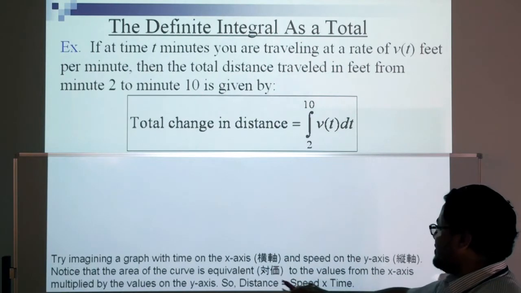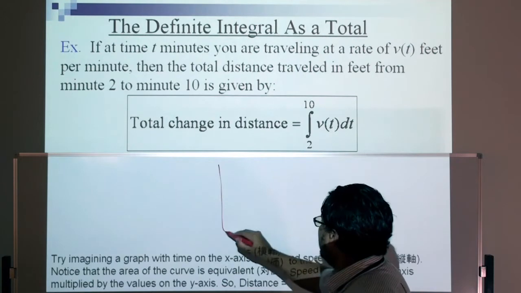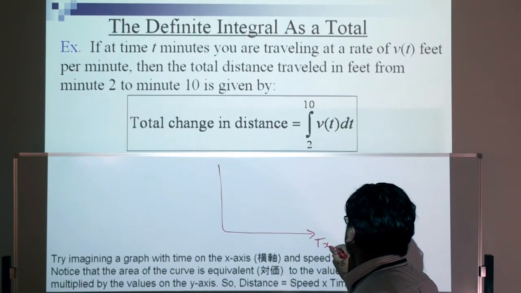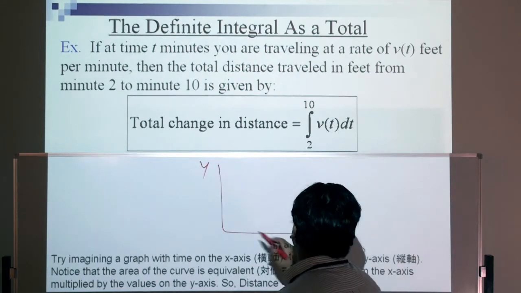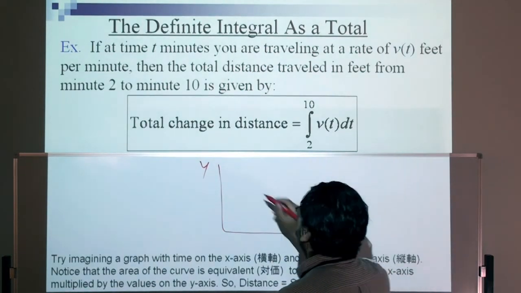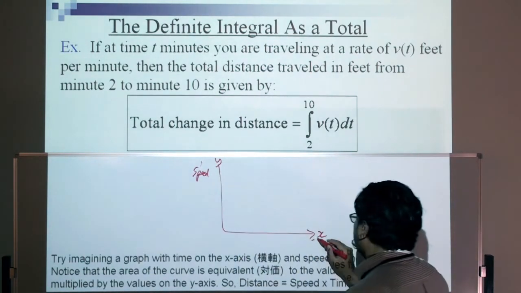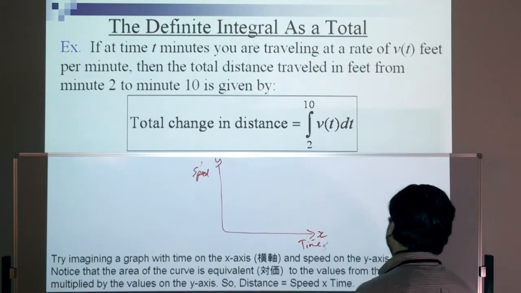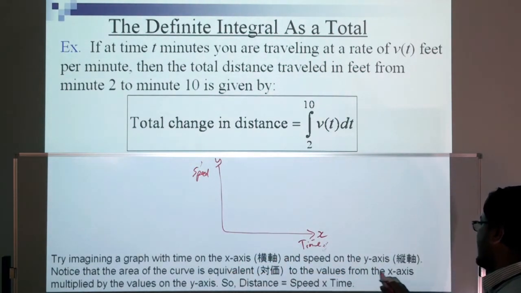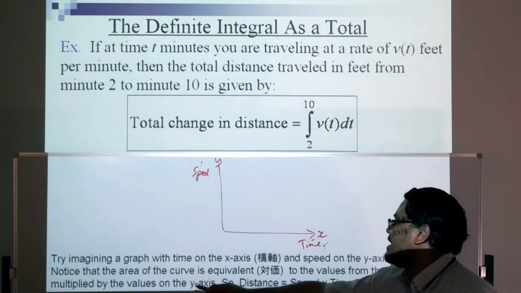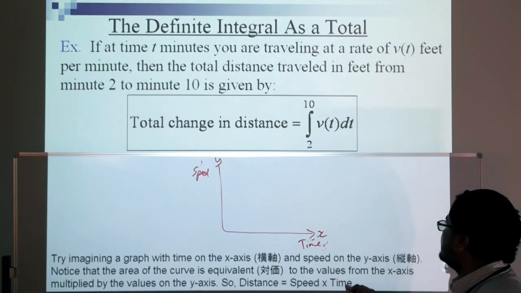And here's something else, another way to look at it. Try imagining a graph with time on the x-axis, and speed on the y-axis. So let me just do that again. That's y, and we have speed, and here on the x-axis we have time. Notice that the area under the curve is equivalent to the values from the x-axis multiplied by the values on the y-axis. So distance equals speed times time.